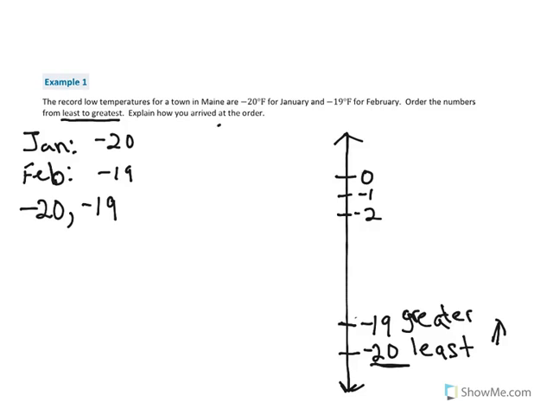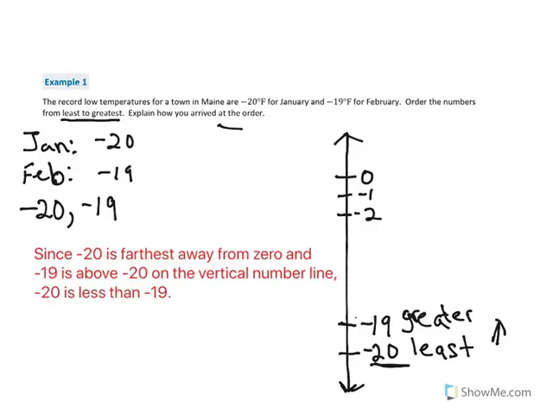Okay, so now we have to explain what I just said. Let me put it in words that you can understand. Since negative 20 is farthest away from 0, and negative 19 is above negative 20 on the vertical number line, then negative 20 is less than negative 19.